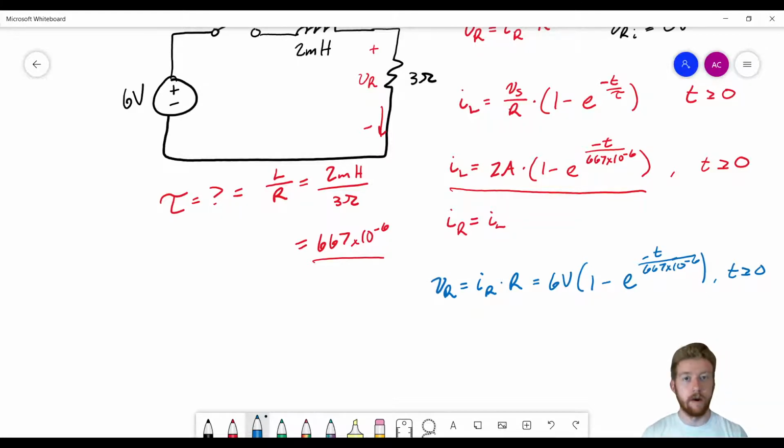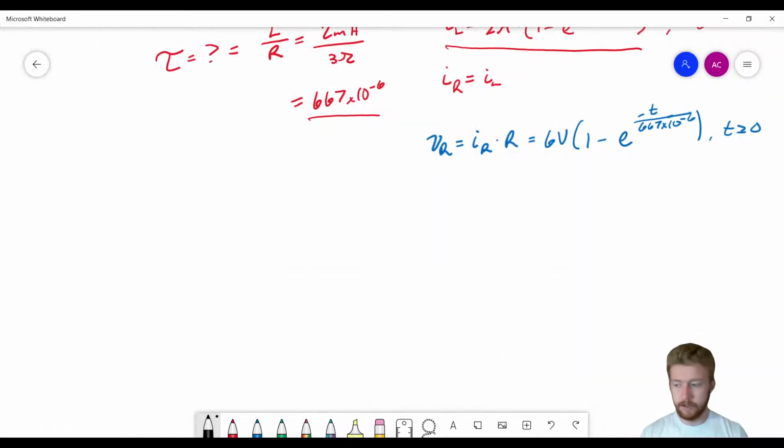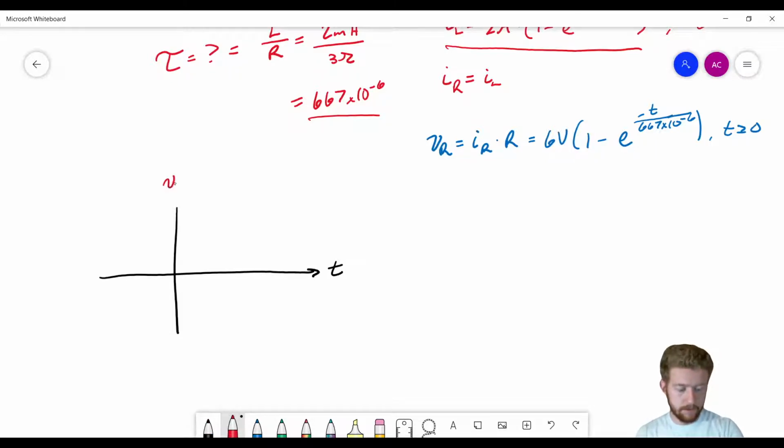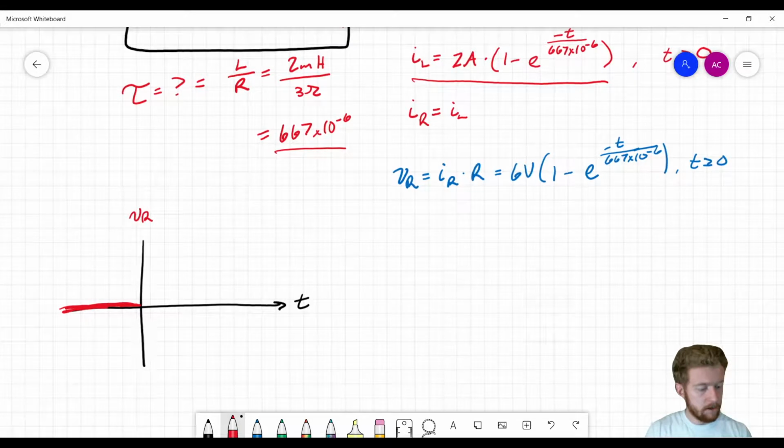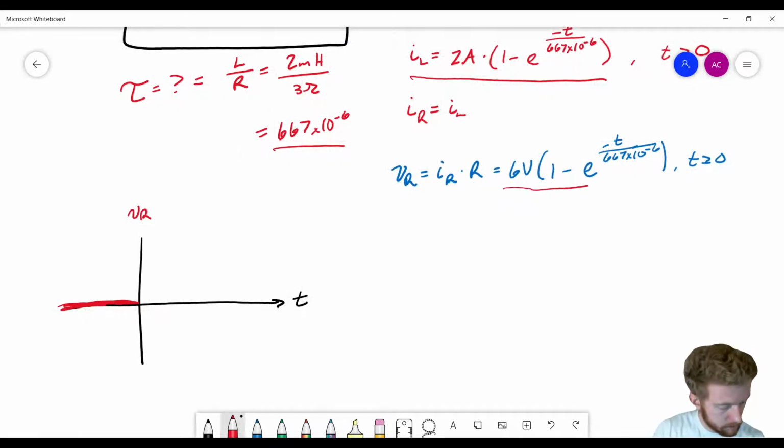Now we can try graphing these. So let's graph the voltage. I'll start off with the voltage again. So this is t, and I'm plotting voltage across that resistor. So initially, remember, it's 0. We initially have 0 volts across that resistor. Now, if we look at this equation, you can see that this is the same equation as that slow ramp up, right?